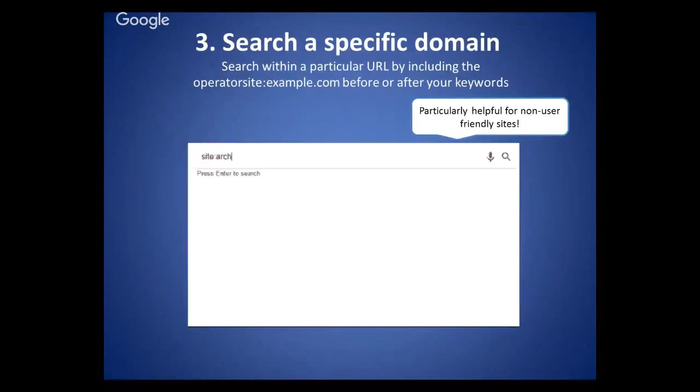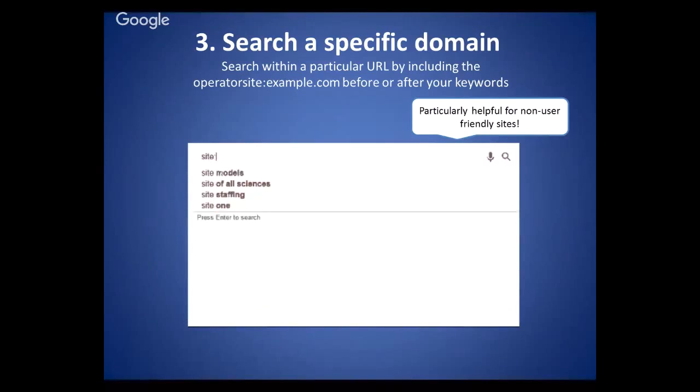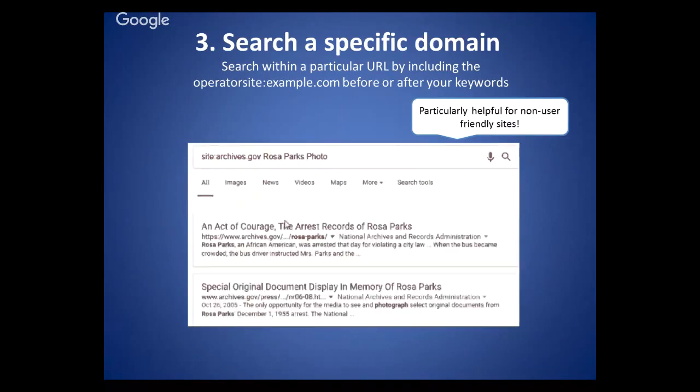Here we can also search a specific domain. So let's say I find the National Archives really interesting and got a lot of good stuff from it, but it's really hard for me to use. So I type in site, and I type in the website I'm looking at, which is archives.gov, and I type in what I'm looking for, Rosa Parks photo. So I don't have to do all the clicking and finding it myself. Google will find it for me.